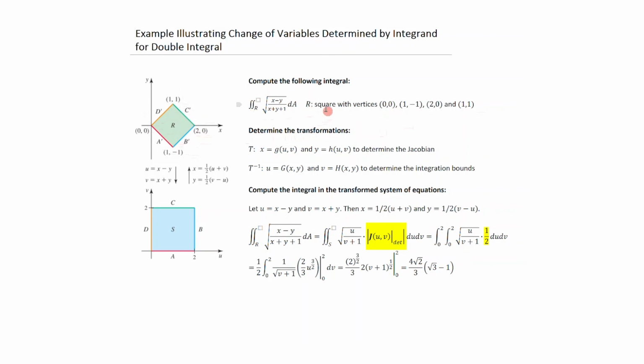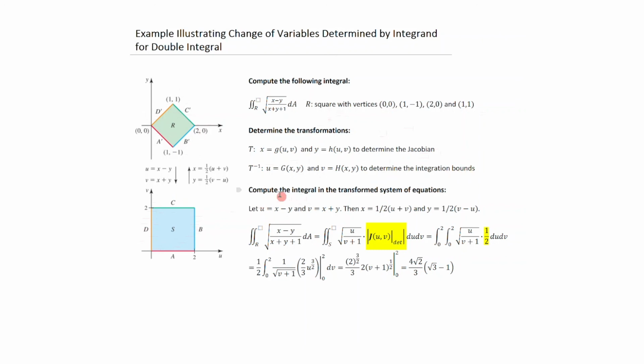So what we're going to do is come up with a transformation. The simplest thing would be if we could somehow rotate this, because if we rotate it, we have straight edges, and this is a simple integral. Again, just to remind you, the transformation T, which gives x as a function of u and v and y as a function of u and v, is required to determine the Jacobian, and T inverse, which is u equals a function G(x, y) and v equals a function H(x, y), is required to determine the integration bounds.